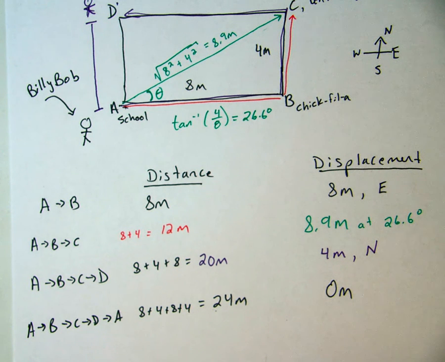And I want to leave you with this thought. There's a device in your car called an odometer. Your odometer measures one of these two quantities. So think about, does your odometer measure distance or displacement, and why? Be sure to tell me the answer in class.